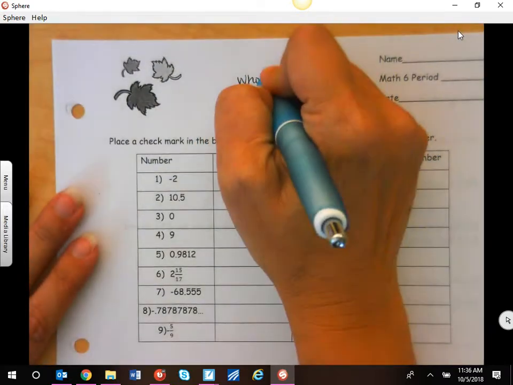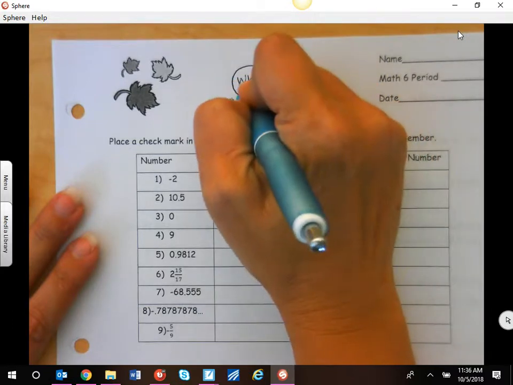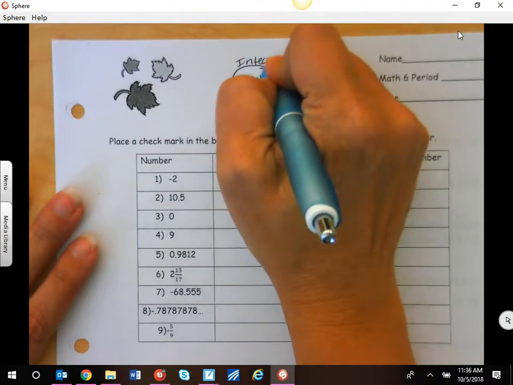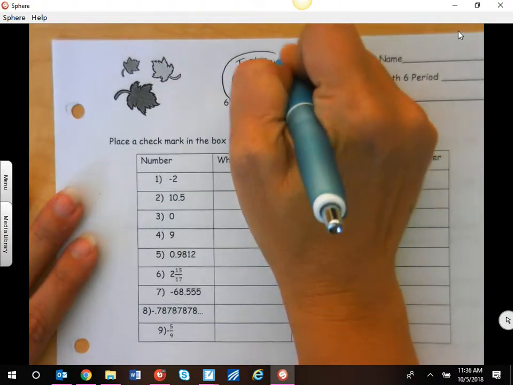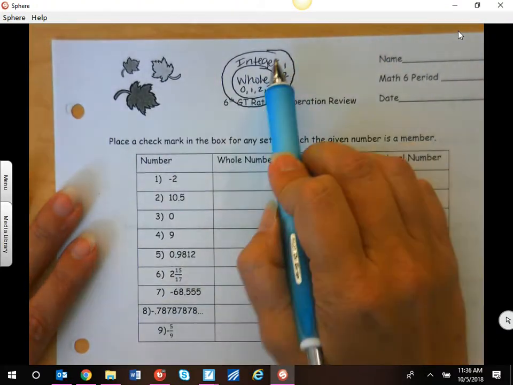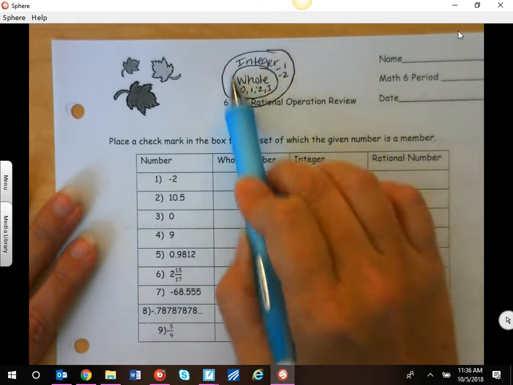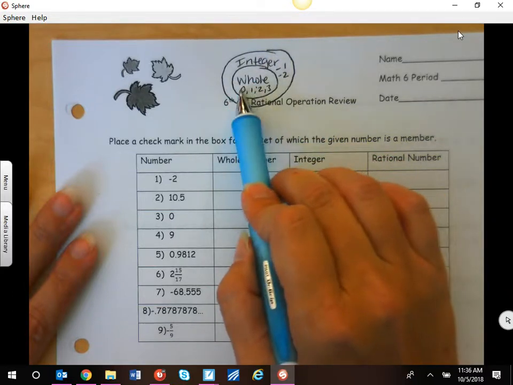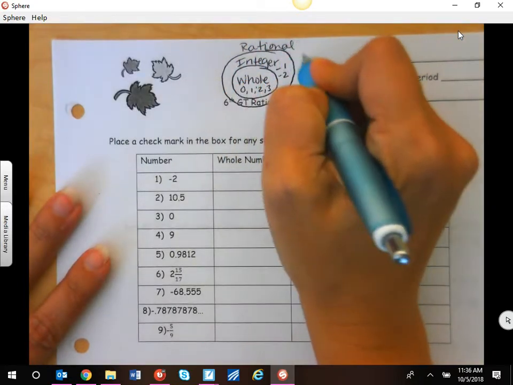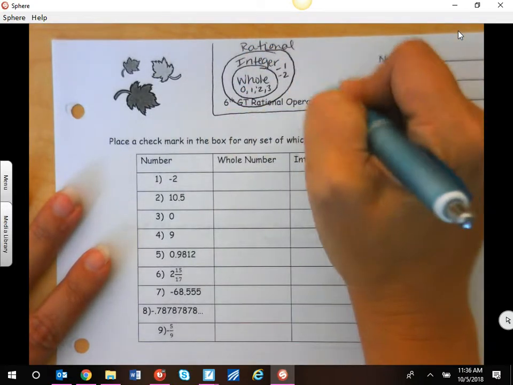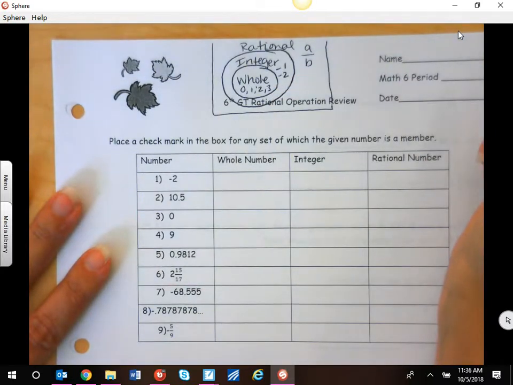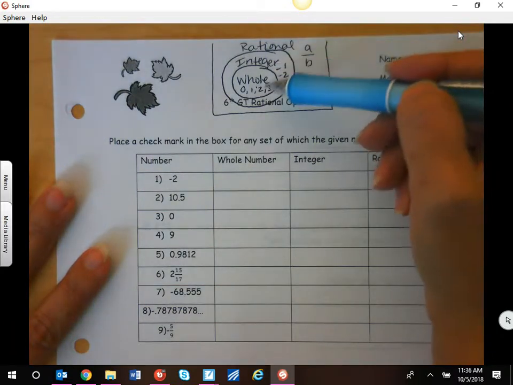We had whole numbers, which were 0 and the counting numbers. And then we talked about integers, which were going to include the negative numbers. And remember, whole numbers are a subset, so integers are the negative and the positive numbers and 0. And then we had rational numbers, which was anything that could be written as a fraction or a decimal, including integers and whole numbers.